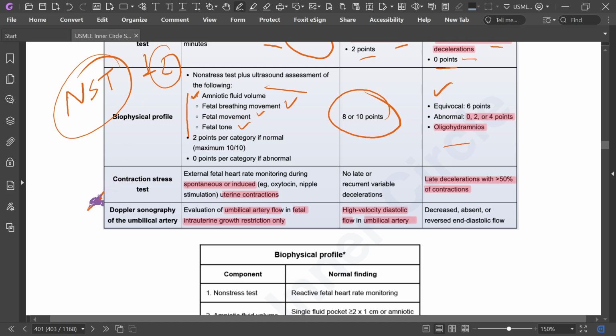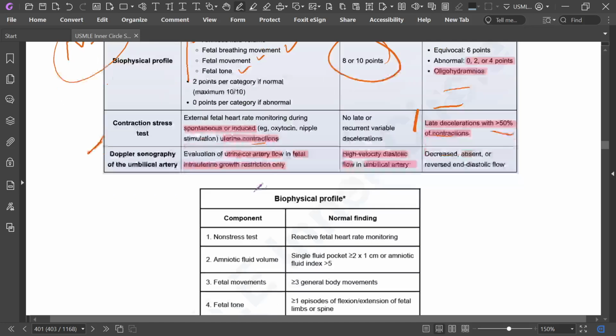Now, contraction stress test. External fetal heart rate monitoring during spontaneous or induced uterine contraction. Normal is no late or recurrent variable deceleration. Abnormal is late deceleration with more than 50% of the contractions.